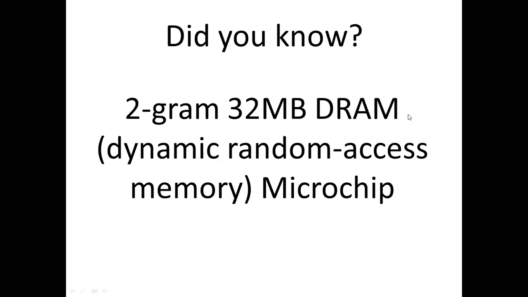Some processors, and the weight of this is 2 grams. The mass or the weight of this microchip is 2 grams. So a 32 MB DRAM microchip, the weight of this microchip is just 2 grams.